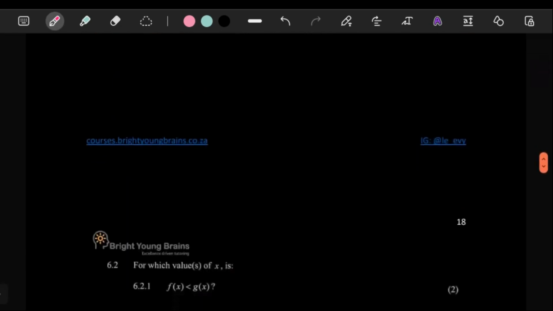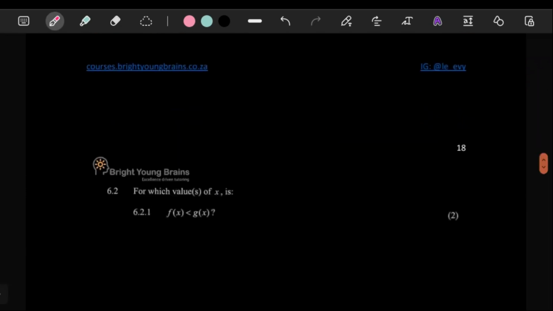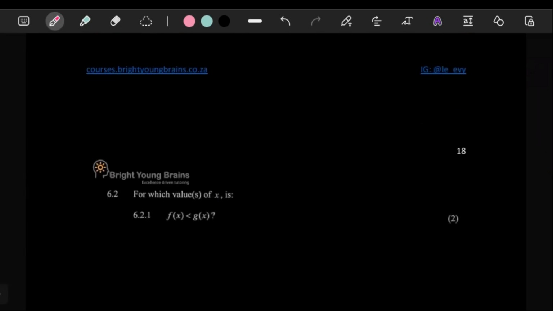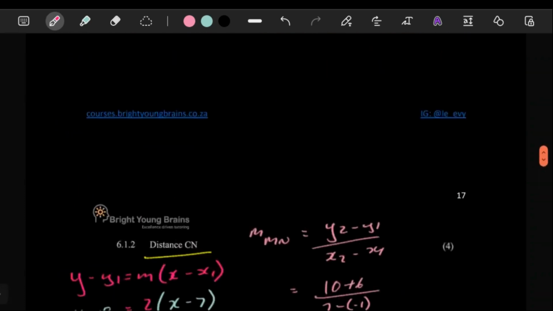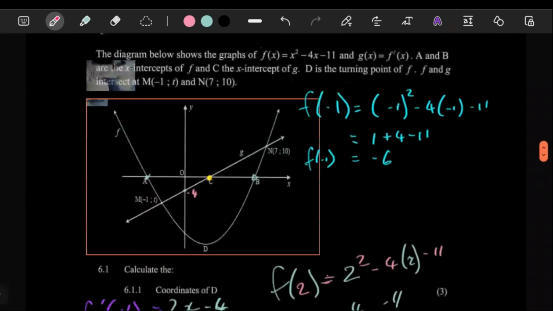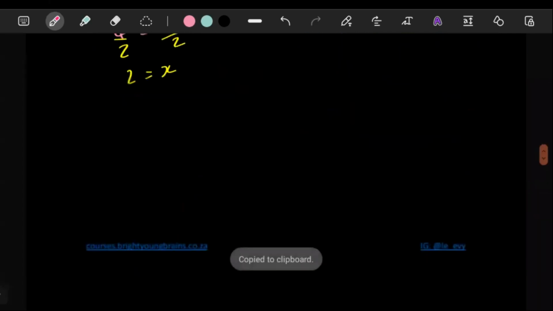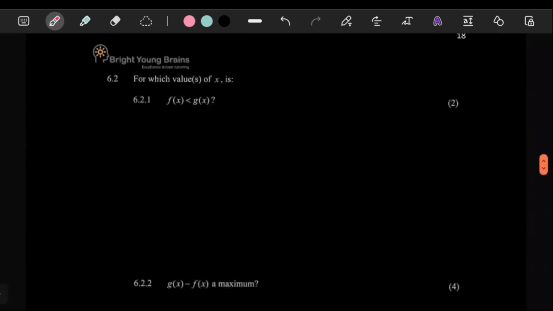6.2 says, for which values of x is f of x below g of x? With a question like this one, let's see what we can do. We obviously need our sketch. We need the whole sketch here. So let's take this sketch and paste it over here.